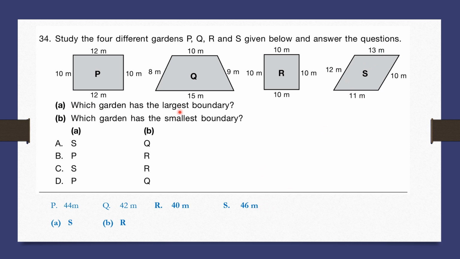So which garden has the largest boundary? It is S, because 46 meter is the maximum. And which garden has the smallest boundary? This is R, because 40 is the smallest. So our answer is A is S and B is R. So option C.